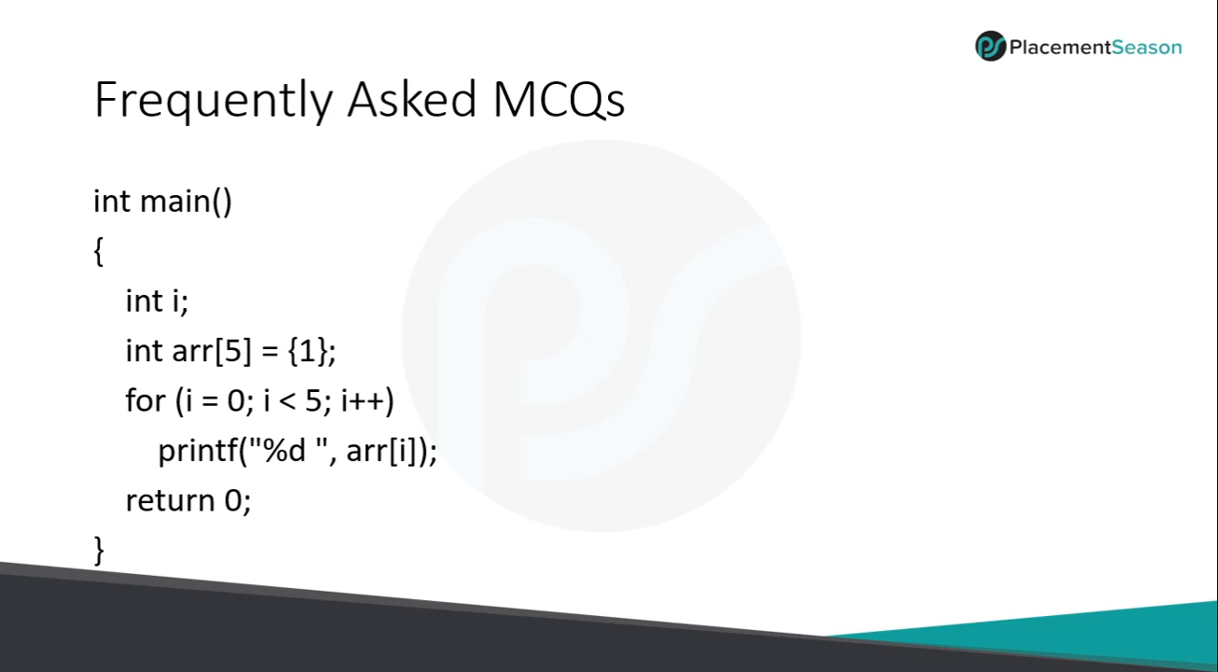So a few students have typed 1 followed by garbage values. No, it won't print garbage values. You have initialized one element in the array and the remaining elements will be automatically initialized to 0. So the output will be 1 0 0 0 0.